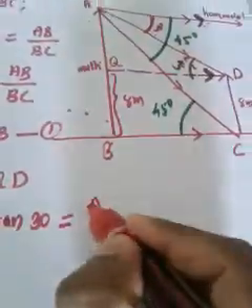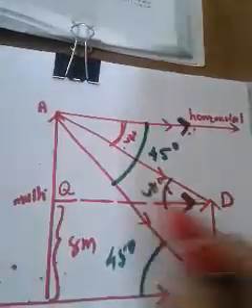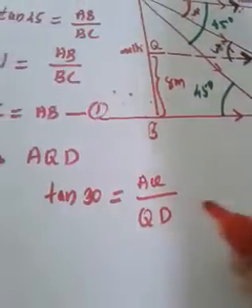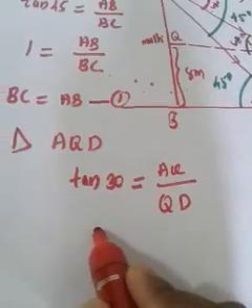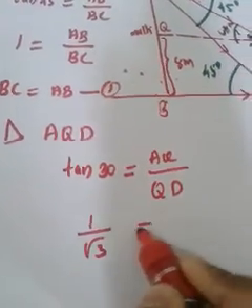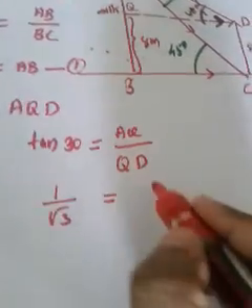AQ is the opposite, and the adjacent of 30 in the triangle AQD is QD. So QD, you may have understood. Okay, what is the value of tan 30? I think tan 30 is 1 by root 3.